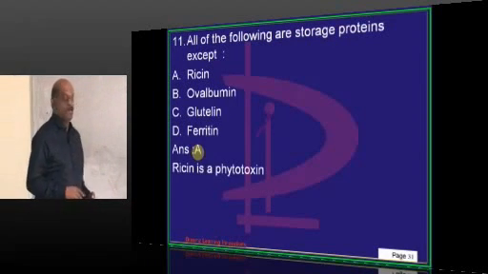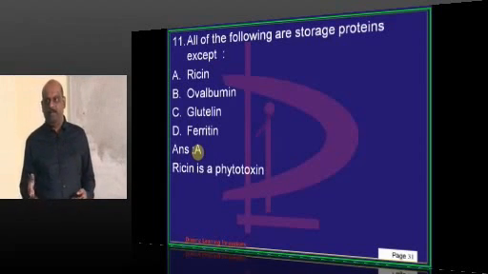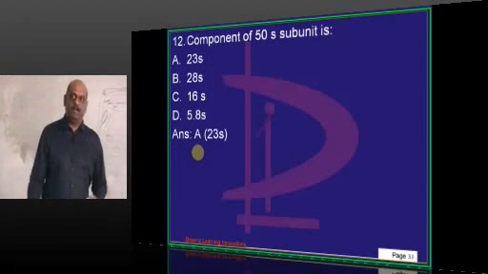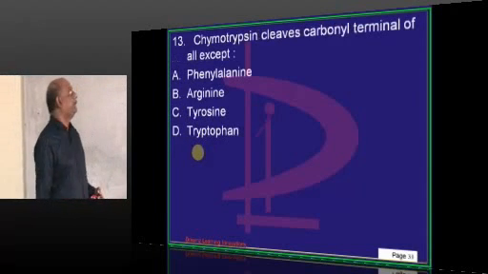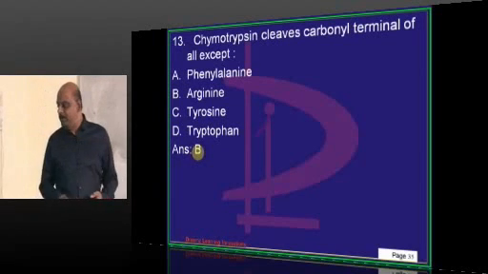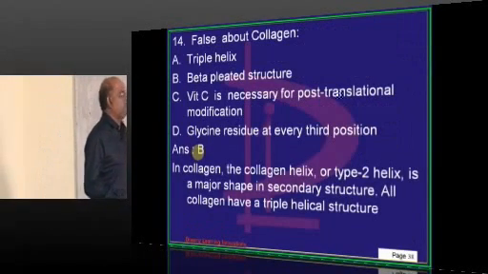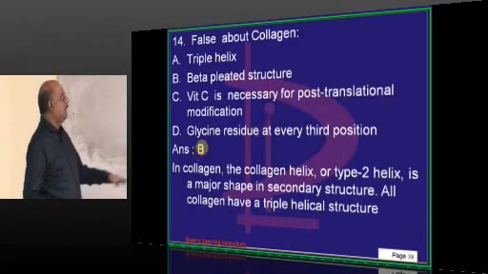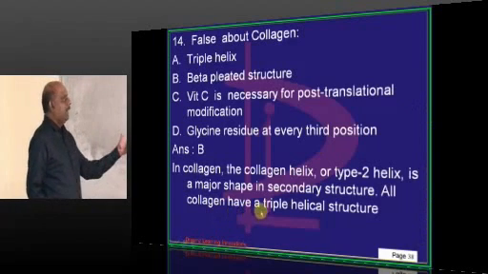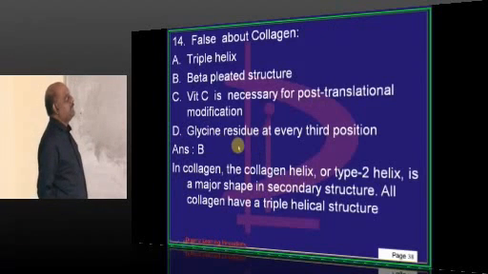Then regarding storage protein, ricin is a phytotoxin. Ovalbumin, glutein and ferritin, myoglobin, they are all storage proteins. 50S has got 23S as a component of it. Then chymotrypsin basically cleaves phenylalanine, tyrosine, tryptophan and aromatic amino acids is what you have to remember. Coming to the collagen, collagen is a helix or a type 2 helix, and it has a major shape in the secondary structure is what you have to understand.